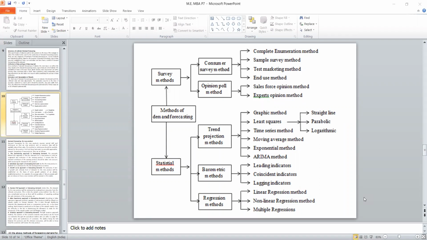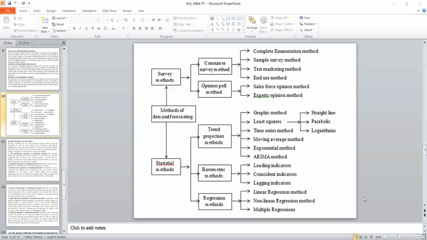Suppose a dependent variable and an independent variable have a direct relation, direct proportion, then it is called linear. Suppose they don't have a direct relation, there is only some proportion and sometimes it may not react, then it is not linear. Those methods are called non-linear regression methods. Then suppose two or more independent variables are there, then we have to consider them simultaneously. That particular method we call the regression method.